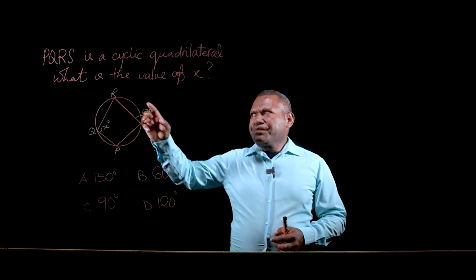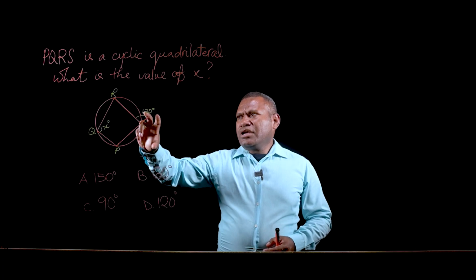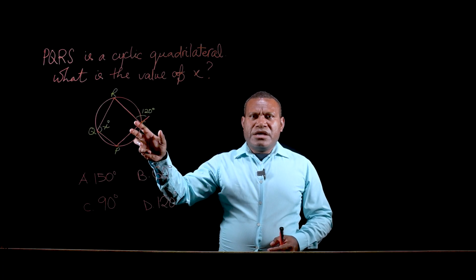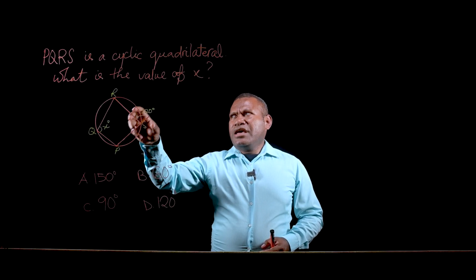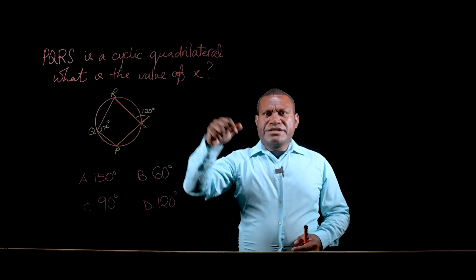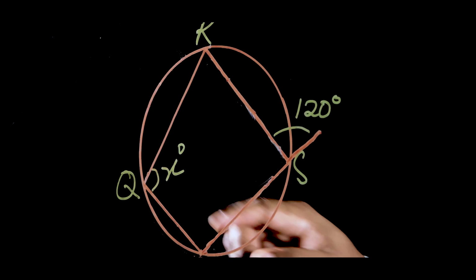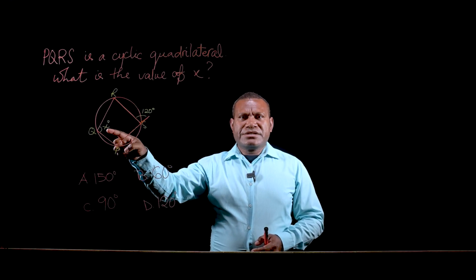It reads, PQRS is a cyclic quadrilateral. And as you can see, we have a circle and then a quadrilateral is drawn inside or is inscribed inside. And it says, what is the value of x? And it is asking for this angle here. Again, this is a quadrilateral, and we need to find this angle in order to find x.